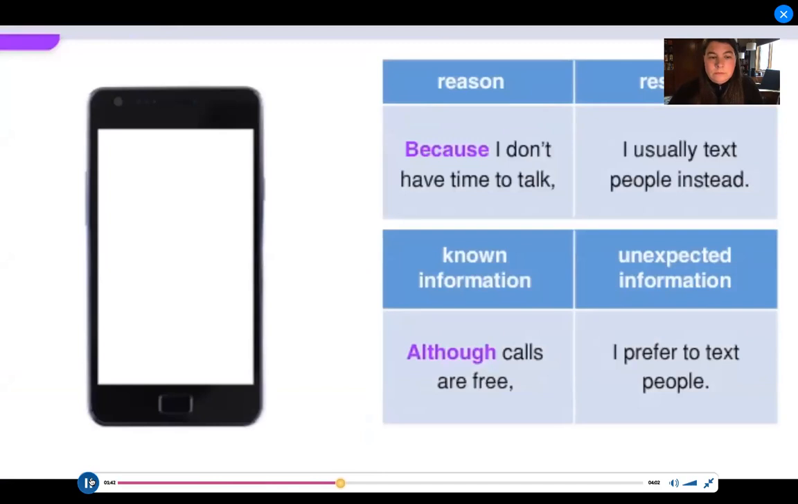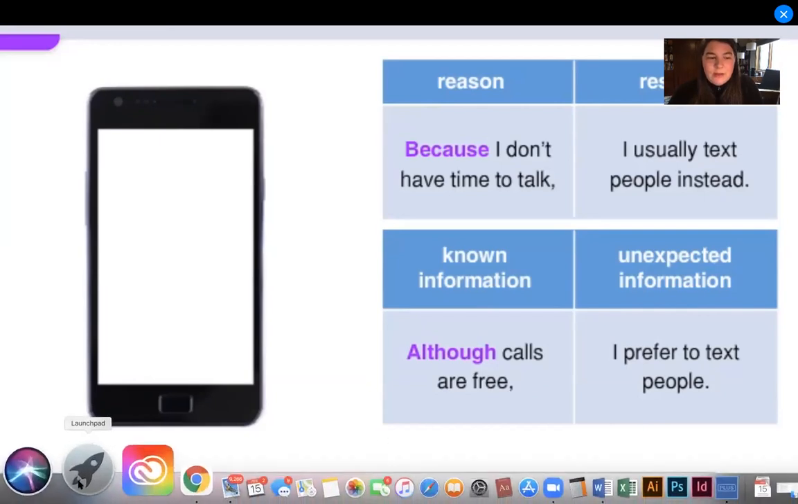Because I don't have time to talk, I usually text people instead. Why do you text people instead of talking on the phone? Because you don't have time to talk. Although calls are free, I prefer to text people. Huh, that's strange. Calls are free, but you don't like to call. You prefer to text. There's a contrast there.